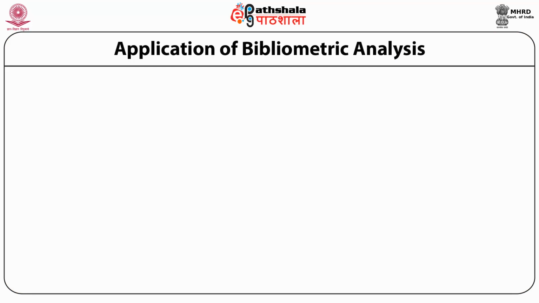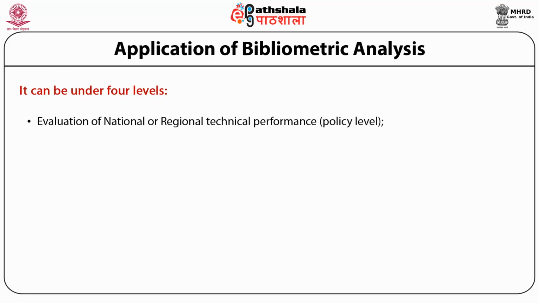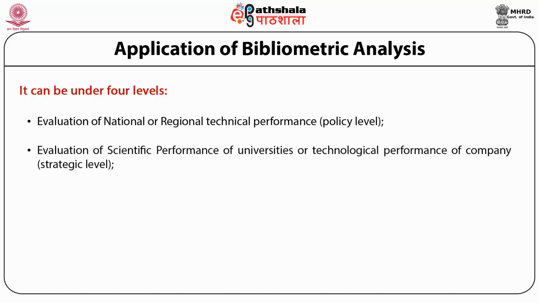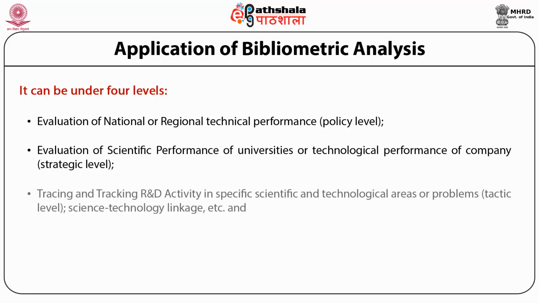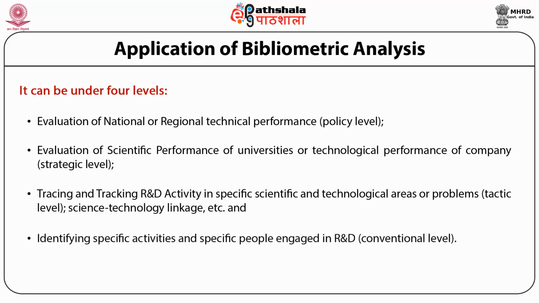The third is linkage measurement. It is proposed that citations from papers to papers, from patents to patents, and from patents to papers provide indicators of intellectual linkages. Application of bibliometric analysis can be under four levels: evaluation of national or regional technical performance, which is at the policy level; evaluation of scientific performance of universities or technological performance of a company at a strategic level; tracing and tracking R&D activities in specific scientific and technological areas or problems, tactical level; and the fourth would be identifying specific activities and scientific people engaged in R&D, operational level.